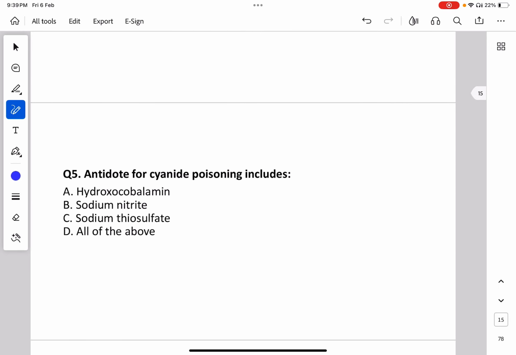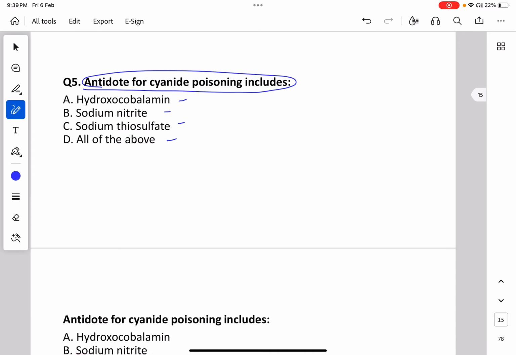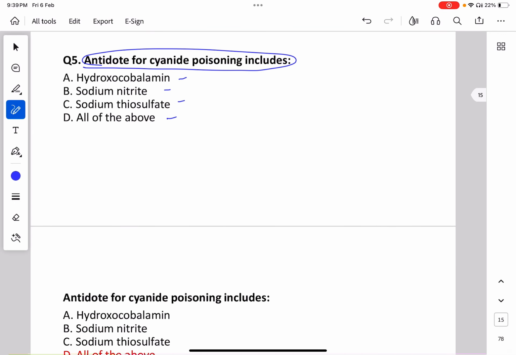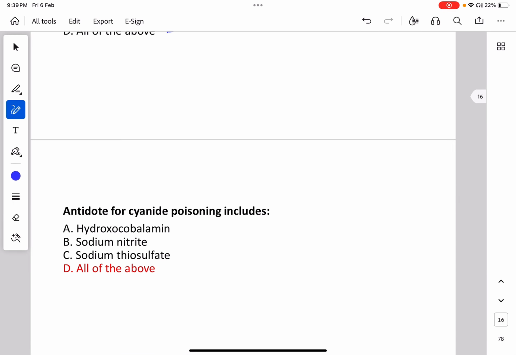Now, question number five, antidote for cyanide poisoning. Cyanide poisoning antidote: hydroxycobalamin, sodium nitrite, sodium thiosulfate, or all of the above. So, as I've already said, always go through all the options. The answer is all of the above in this case.